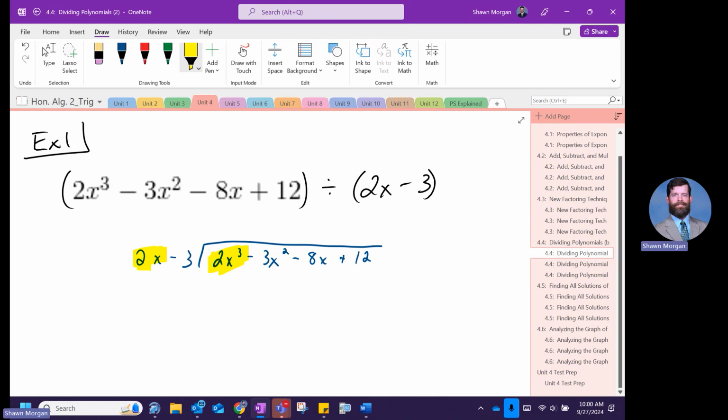First term of the divisor, first term of the dividend. And here's what I'm going to ask you to do. Figure out what it would take to multiply by 2x to get you to 2x cubed. X squared. And you say x squared. And that's going to be the first term of your quotient.